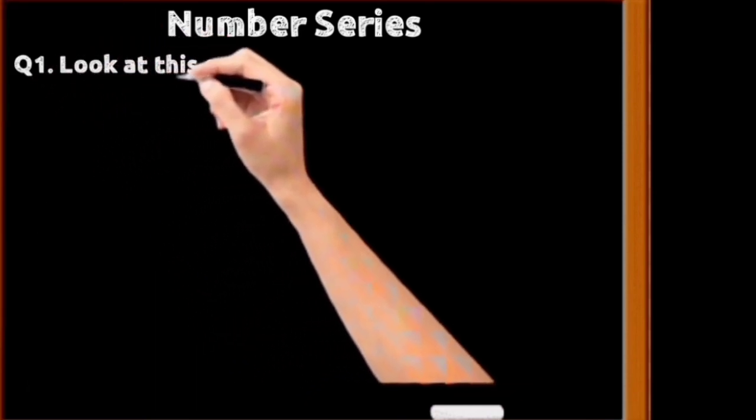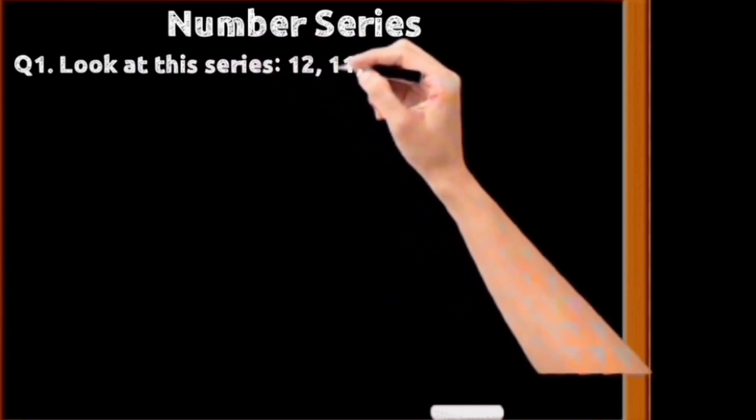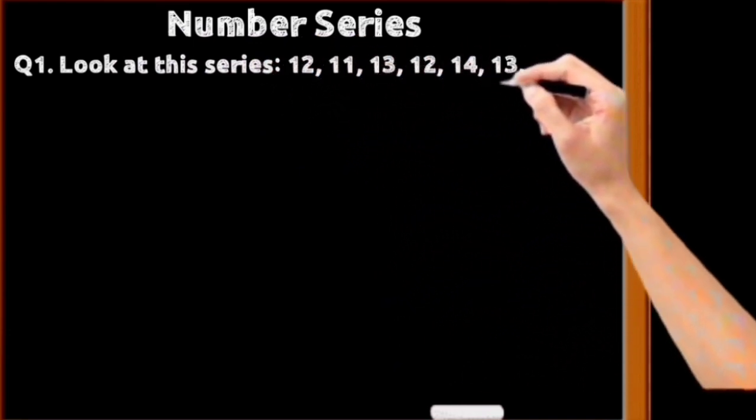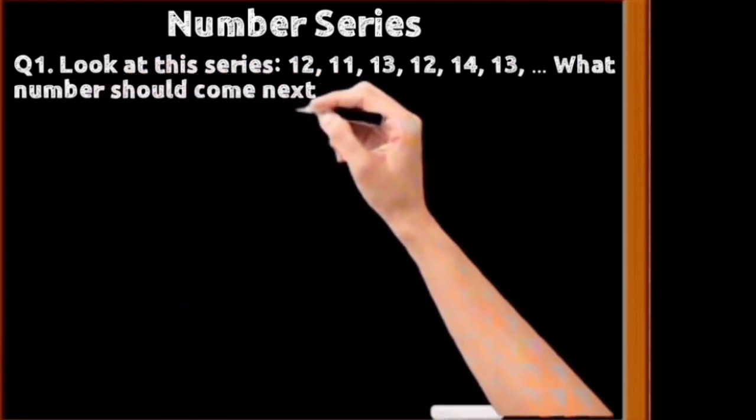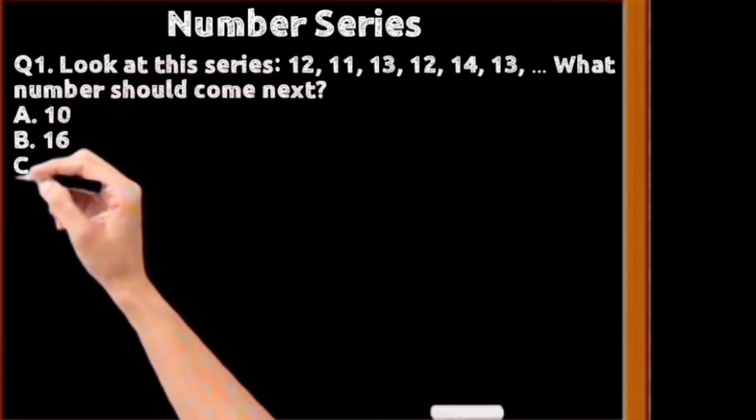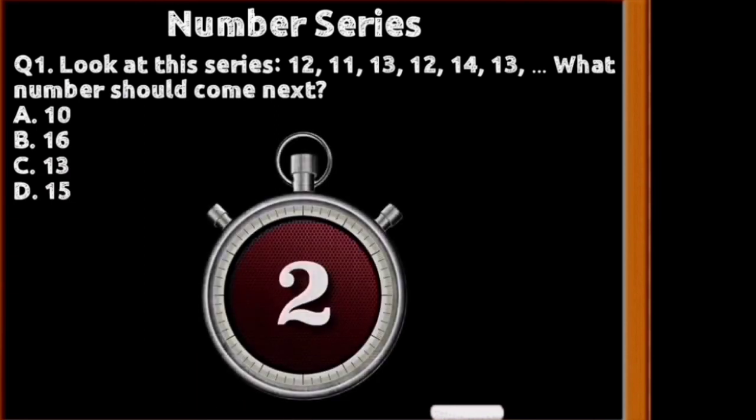Let us look at the series 12, 11, 13, 12, 14, 13, etc. What number should come next? The options are 10, 16, 13, 15. The answer is option D.